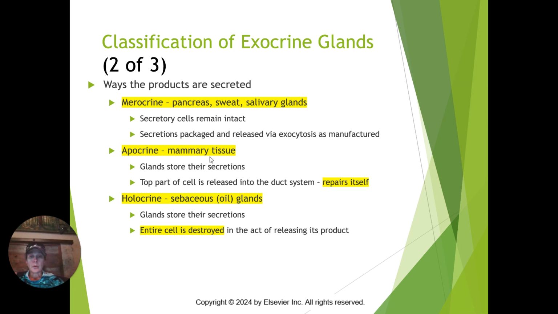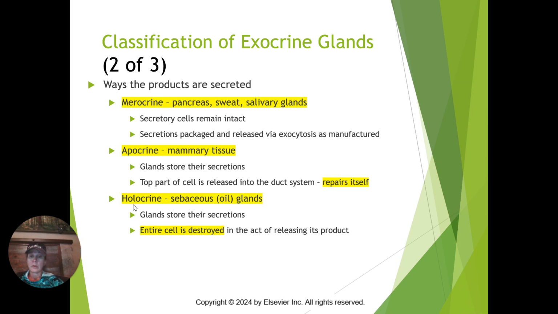We can also have apocrine glands, and mammary tissue is a good example of an apocrine gland. In these glands, the cells actually store their secretions, and that top portion of the cell is released into the duct system as it lets go of whatever glandular secretion it is producing. That top portion of the cell then goes on to repair itself, so it's losing part of its cell as it is discharging its secretion.